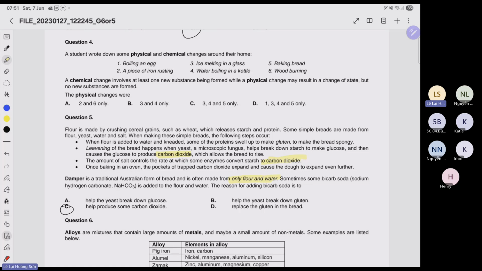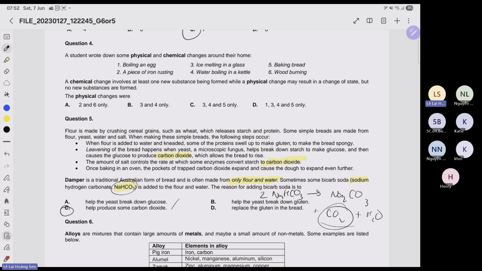So instead of getting CO2 from yeast, now you get CO2 from sodium hydrogen carbonate. All right. When you heat it up, it will turn into sodium carbonate and CO2 and water. And that will give you CO2 again. So now you do not use yeast, but you still get CO2. So when you bake the bread in the oven, it will help your bread to rise, without yeast.